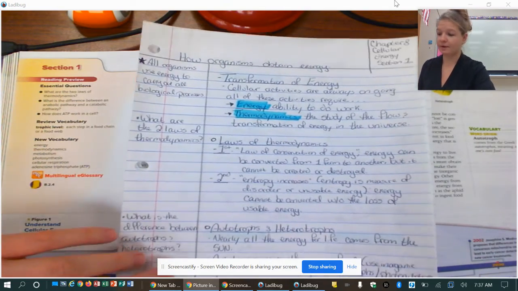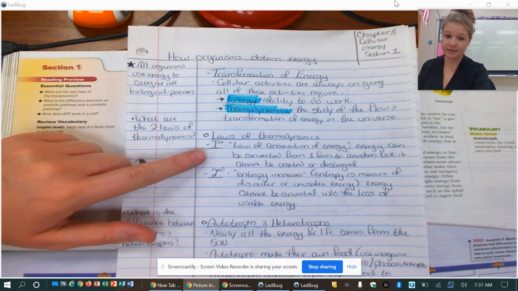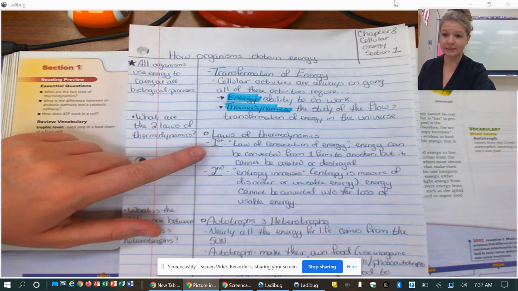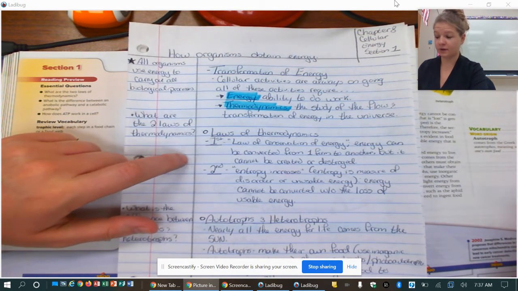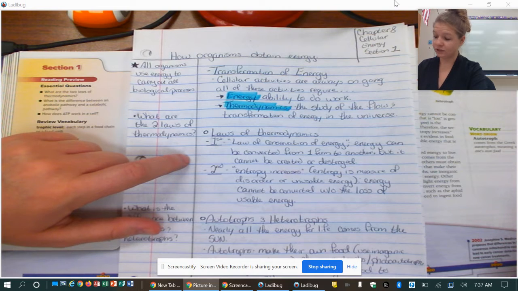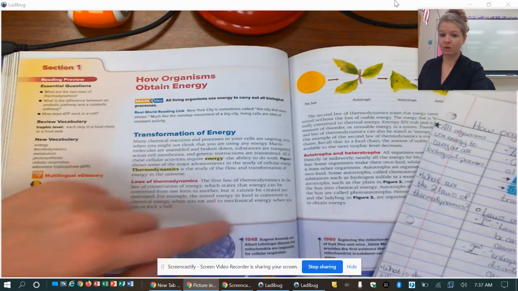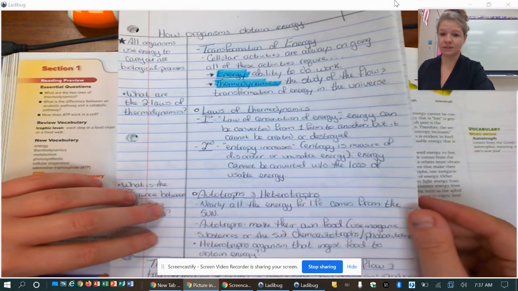So how did I sum that up? Well, I went through and I said my heading is the laws of thermodynamics. There's a first one and a second one. Boom, break it down easy that way. First one, it's also known as the law of conservation of energy. Energy can be converted from one form to another, but it cannot be created or destroyed. So I summed up that whole little blurb in not even a full sentence.